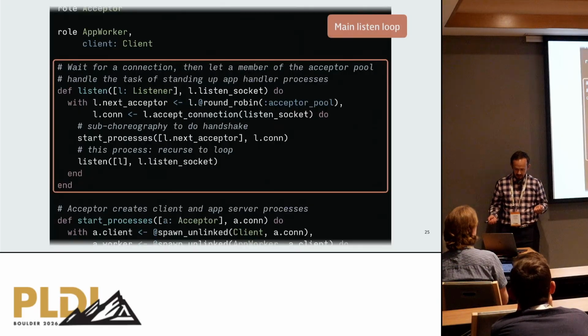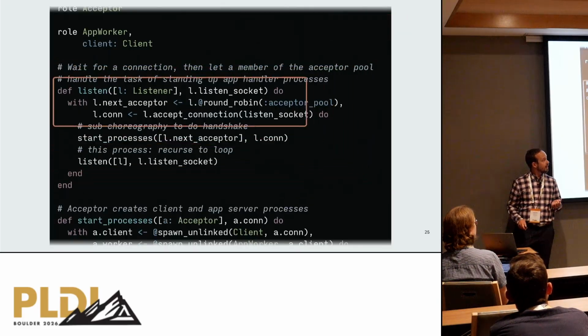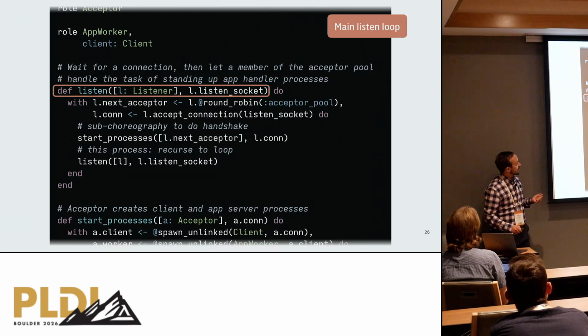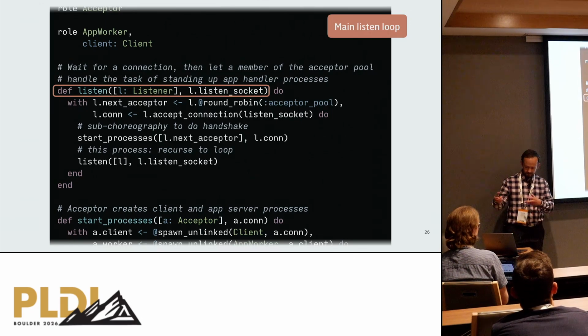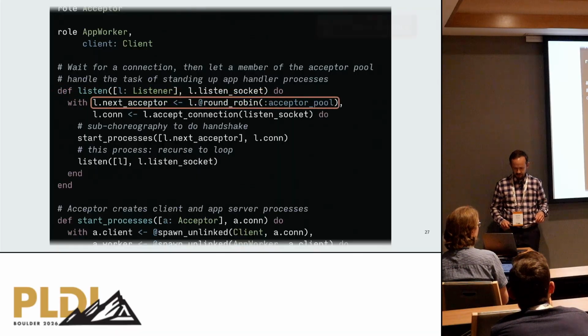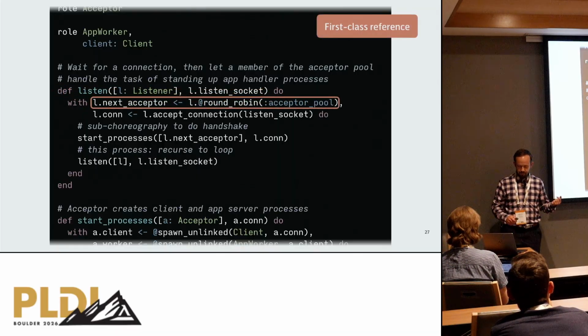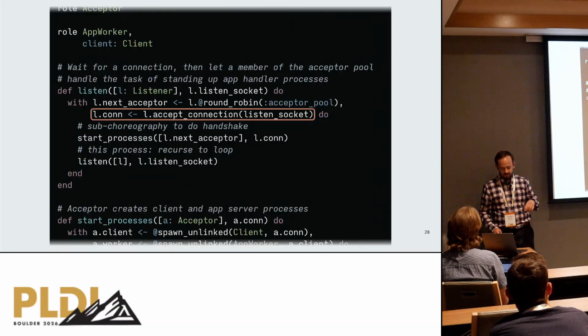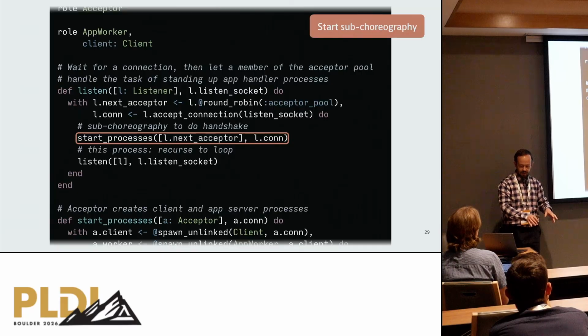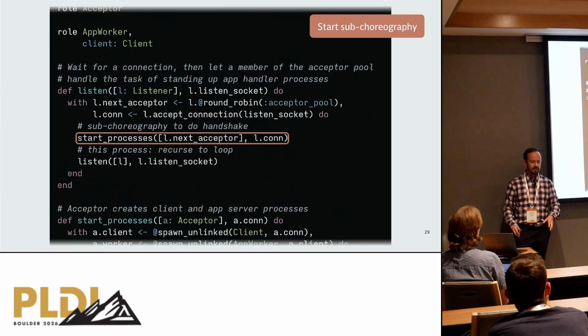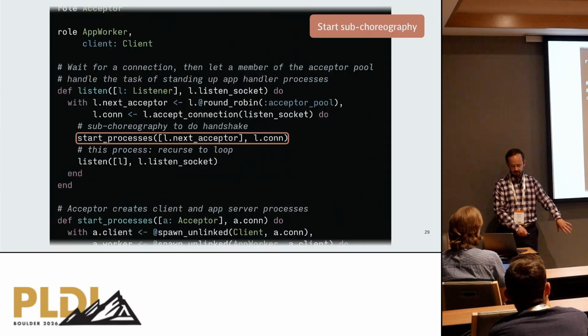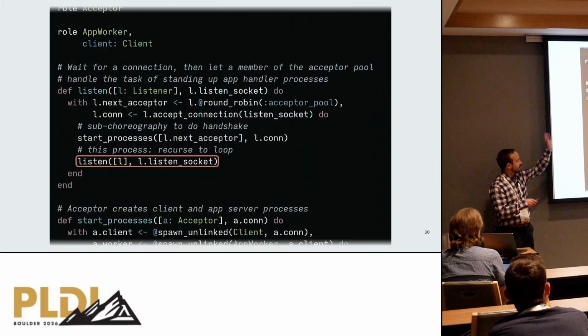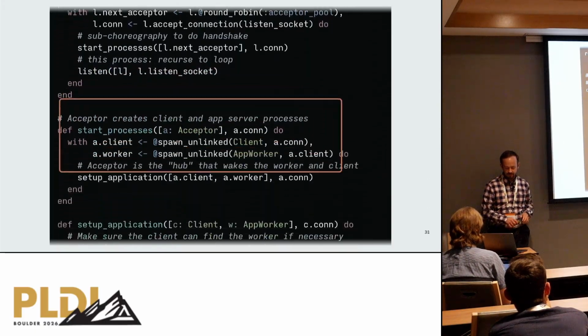Here's the choreography for the main listen loop. You've got the listener process. L is the listener process. It's got the OS socket that it listens to. It grabs an acceptor process off of its pool, round robin style, and holds on to that until somebody comes knocking on the door. It's the LCON. And then it starts up a little sub-choreography. So there's actually a sub-choreography right here where it says, hey, acceptor, take the connection, go. And then it just recurses back and keeps listening for new connections to come in.